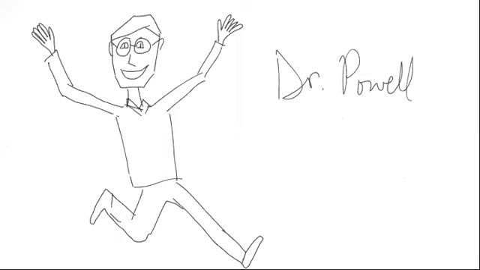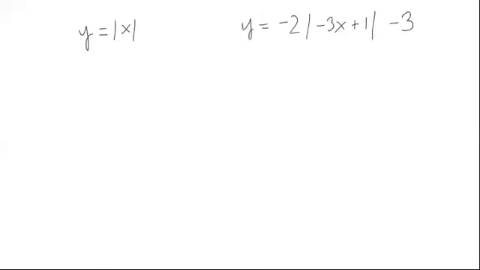Welcome to a lesson with Dr. Powell. We're going to look at another example of a graph transformation of a function. Namely, let's look at the function y is equal to absolute value of x, which looks like this.